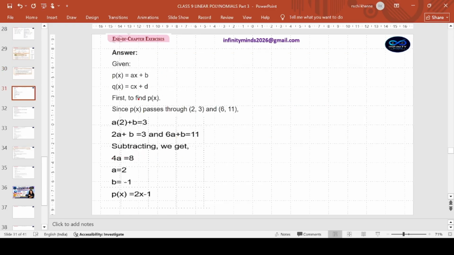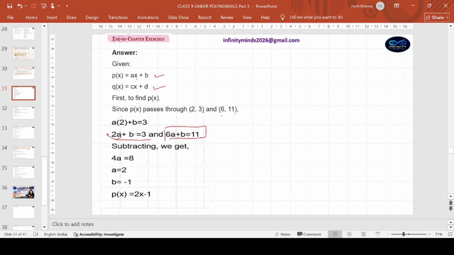Let's just straight away start. Since p(x) is ax plus b, and it passes through this point, passing means in place of x, put this. I am getting an equation 2a plus b equals 3. Similarly, I get another equation. It is also passing through this point, so when x takes the value 6, 6a plus b is equal to 11.